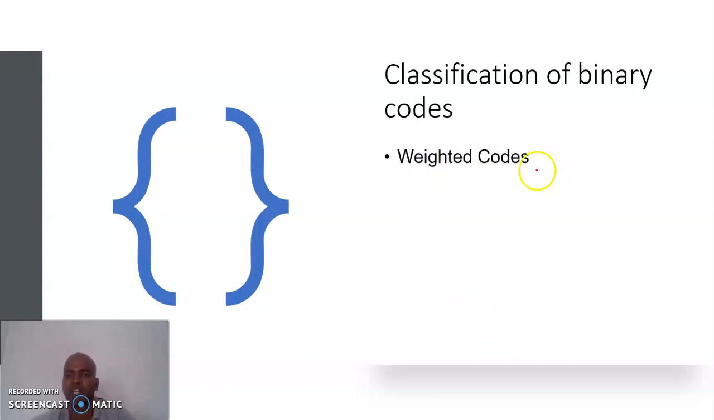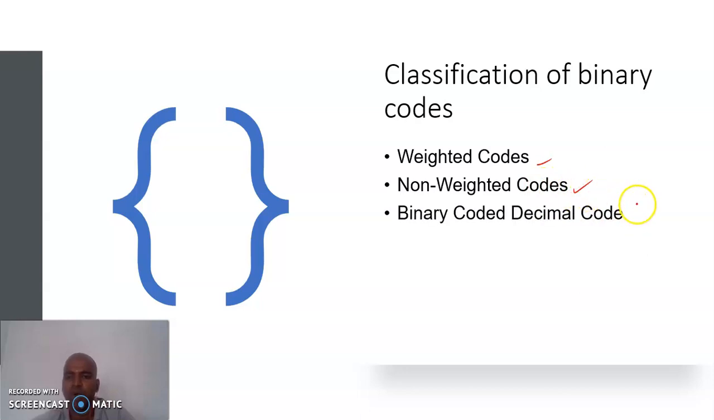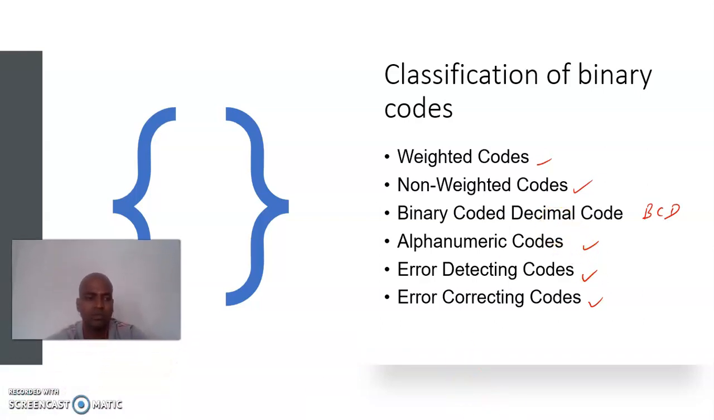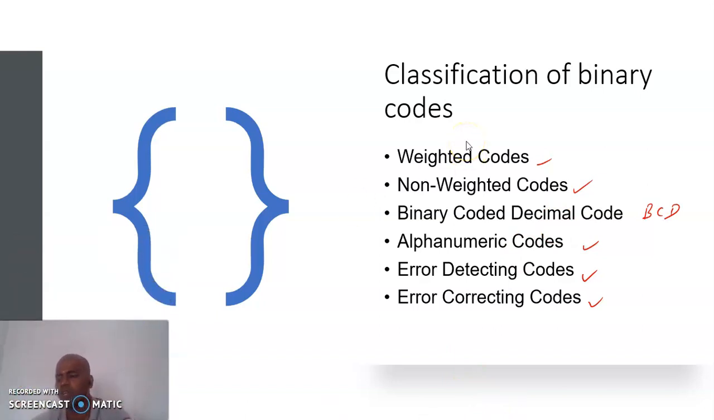Now the classification of binary codes. The first one is weighted codes, the second is non-weighted codes, the third is binary coded decimal code, or BCD code, then alphanumeric codes, and error detecting and error correcting codes. These are the basic types of binary codes: weighted, non-weighted, BCD, alphanumeric, error detecting and error correcting. We'll see each and every type of code one by one in this lecture.